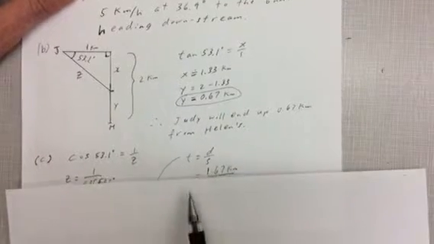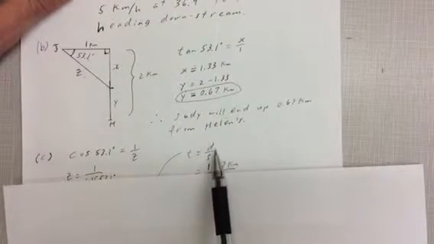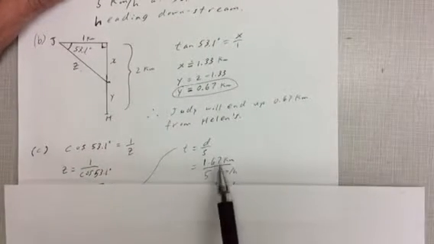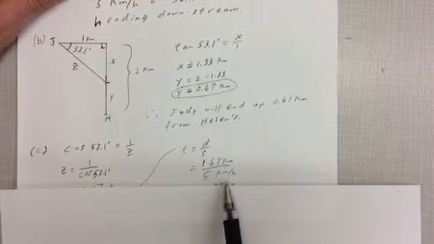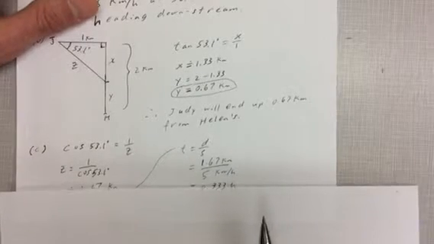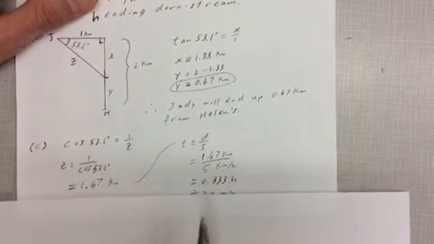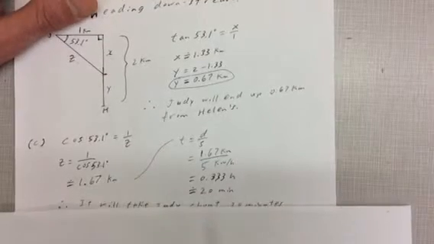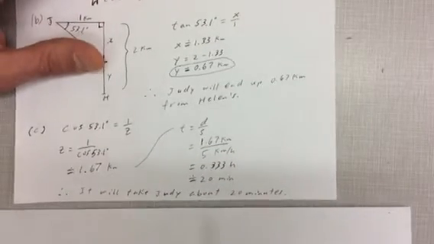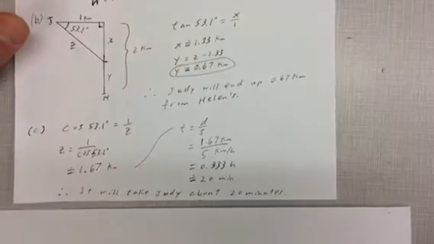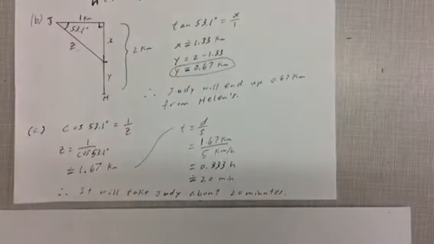Okay. Now we have the distance, we have the speed, which is 5 kilometers per hour. Plug that into our formula for time. Time equals distance over speed. So 1.67 kilometers divided by 5 kilometers per hour, and you get 0.333 hours, which works out to approximately 20 minutes. And therefore it'll take Judy about 20 minutes to reach the other side of the river. And that's it for that one.